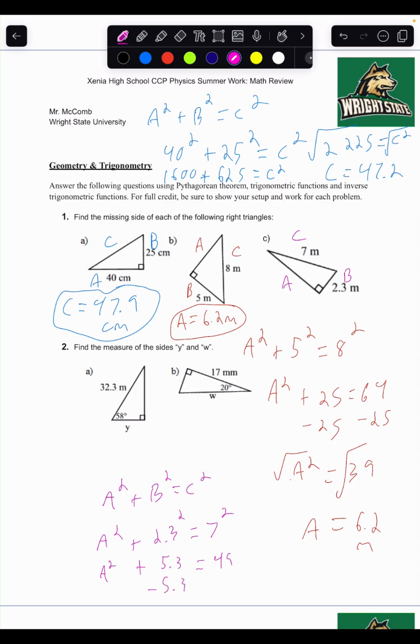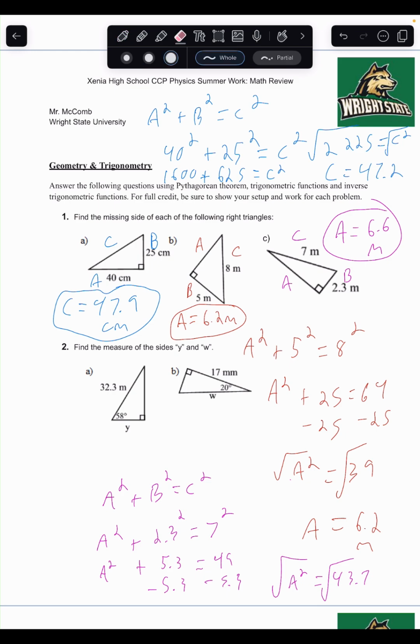So solve this for a. We're going to subtract 5.3 from both sides. We get a squared equals 49 minus 5.3 is going to be 42.7, right? 43.7. Square root both sides. 43.7. Square root of that, according to my calculator, is 6.6. So a equals 6.6. Those are in meters, so it's in meters as well. Easy peasy. All right. So with that out of the way, let's go ahead and erase this and then move on to the next question.